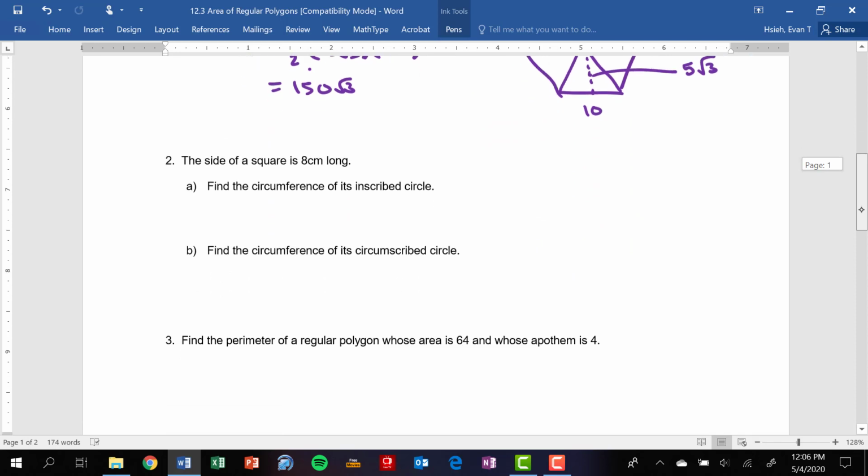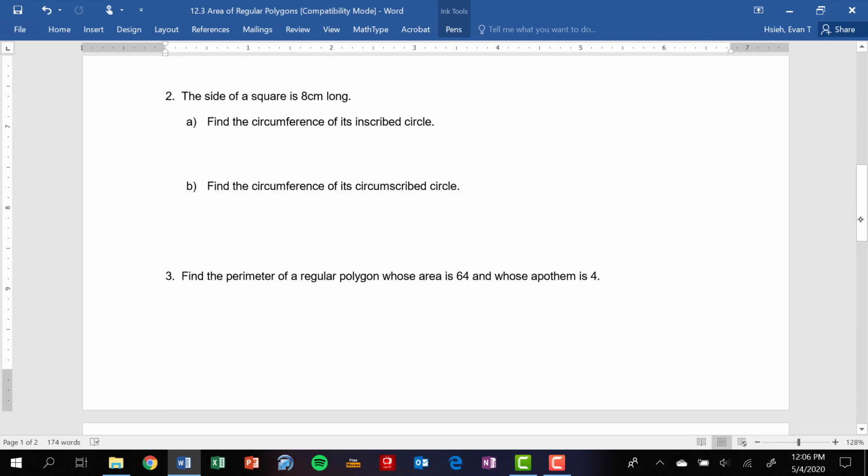Let's try a few more problems here. So problem number 2 here, the side of a square is 8. Curiously enough, an apothem would be drawn like that. The apothem length is 4.